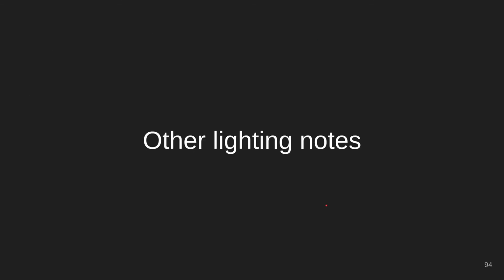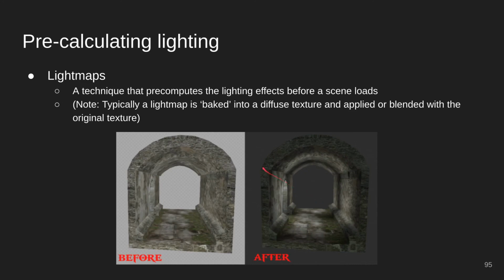Okay, there's just a few other lighting notes. This lighting process that we did sometimes is considered expensive, right? We're doing it in real time, and our GPUs are fast, but you add enough lights and enough cool effects, which we'll be doing soon, and it can slow things down. So some people actually go through the effort of pre-calculating the light, and this is something called a light map.